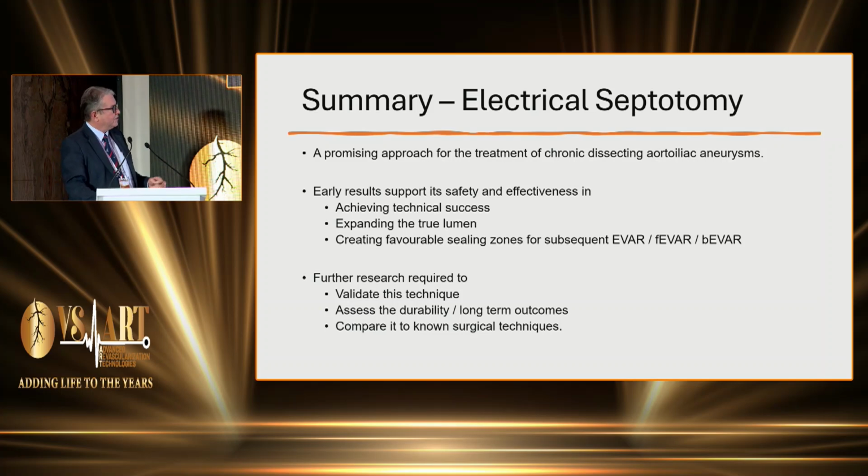So in summary, ladies and gentlemen, electrical septotomy appears from the literature to be a promising technique for the treatment of chronic type B dissection and aneurysms. The early results in the literature are good, and it looks to be technically successful, and it looks to work well. However, there's no long-term follow-up.